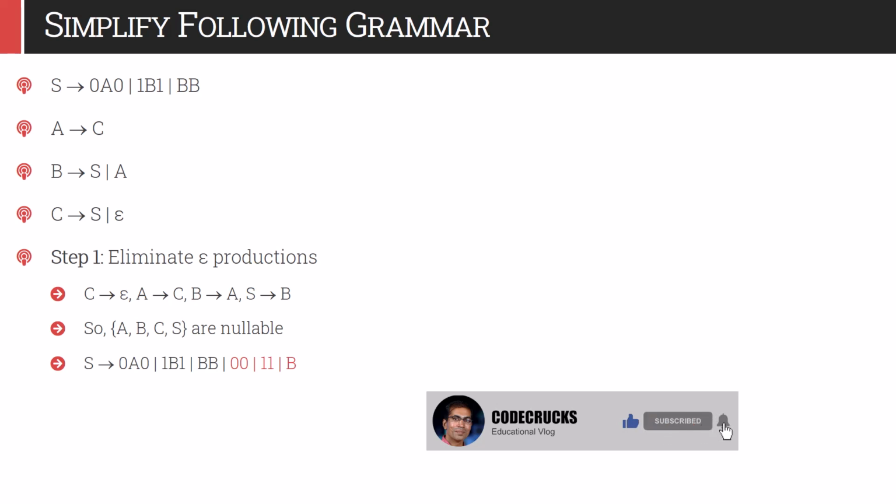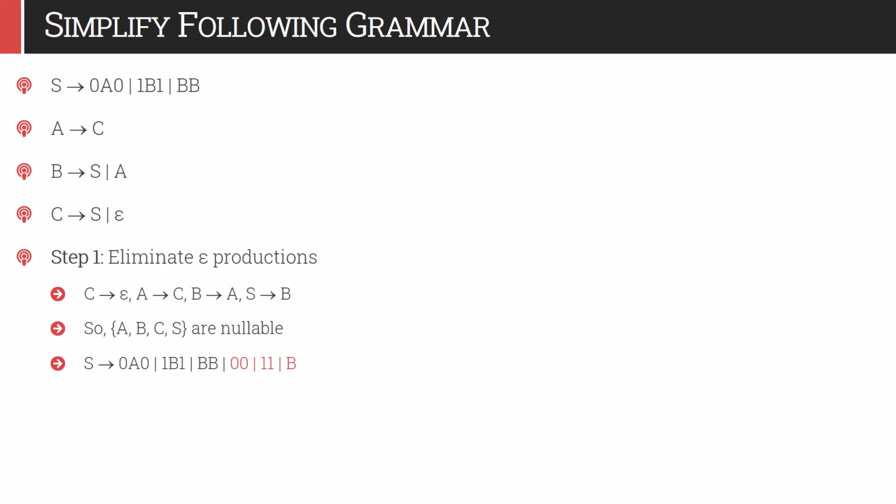In the first production, if we set A as null, then we will get 0 0. In the second production of S, if we set B as null, then we will get 1 1. And in the third production of S, if I set one B as epsilon, then I will get only B. And if I set both B as epsilon, then I will get epsilon. But epsilon productions we have to remove anyway at the end of this procedure, so we are not adding it.